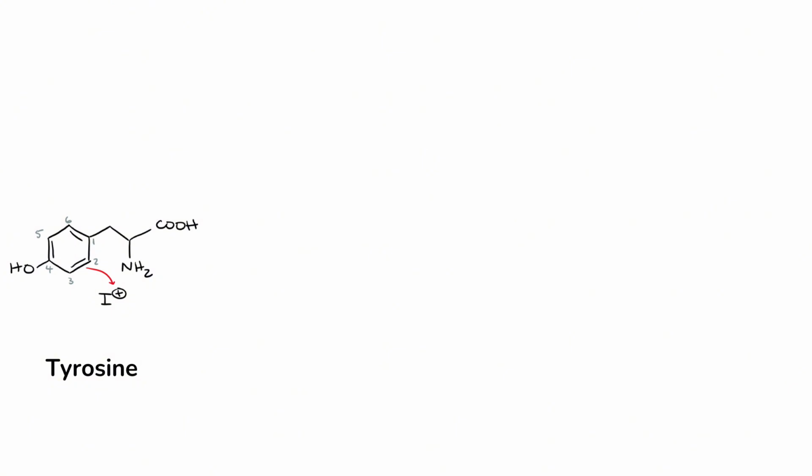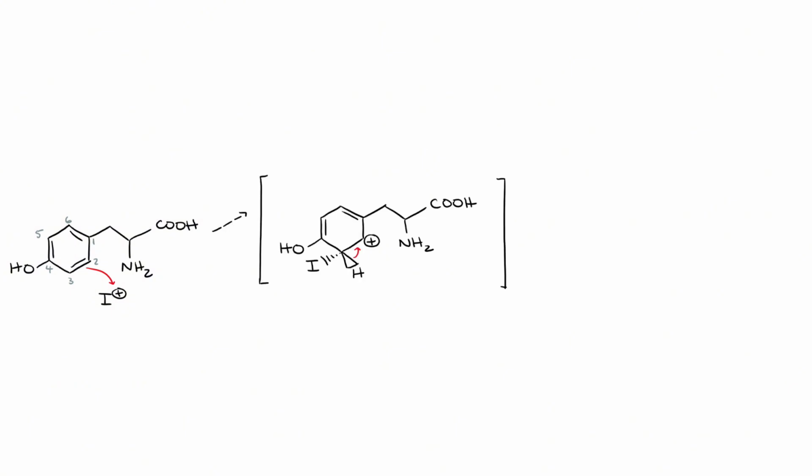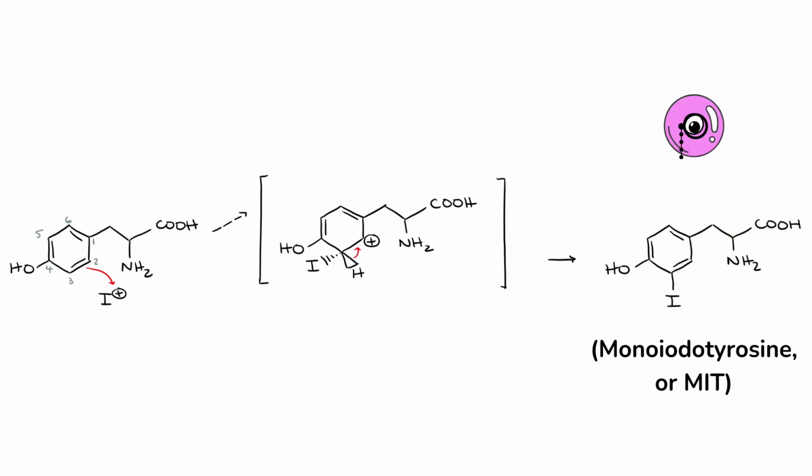First, the pi bond between carbons 2 and 3 in the aromatic ring on the side chain of tyrosine will be our source of electrons. Therefore, it is the nucleophile in this first reaction. The electrons grab the iodonium ion, creating a carbocation intermediate that is resonance stabilized. Deprotonation occurs to restore the pi bond between carbons 2 and 3 to give us our product, monoiodotyrosine, or MIT.